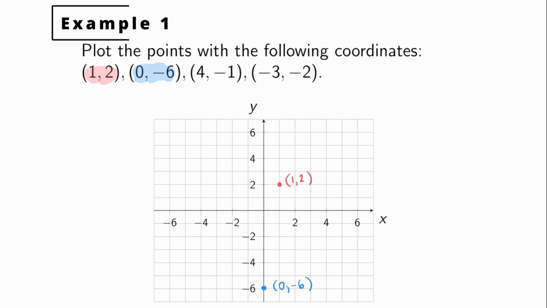Okay. The next point, (4, -1). So our ordered pair, we call it, is (4, -1). The x-coordinate is 4, and the y-coordinate is -1. So the x position is 4, and the y-coordinate is -1. So that would lie right here.